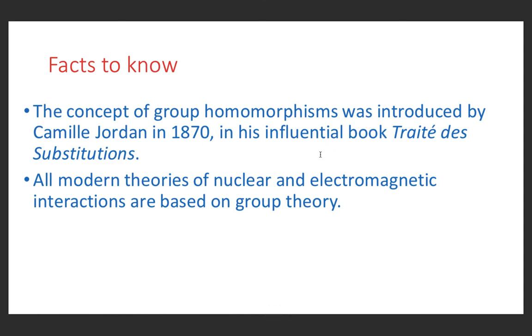The concept of group homomorphism was introduced by Camille Jordan in 1870 in his influential book Treatise on Substitutions. All modern theories of nuclear and electromagnetic interactions are based on group theory.